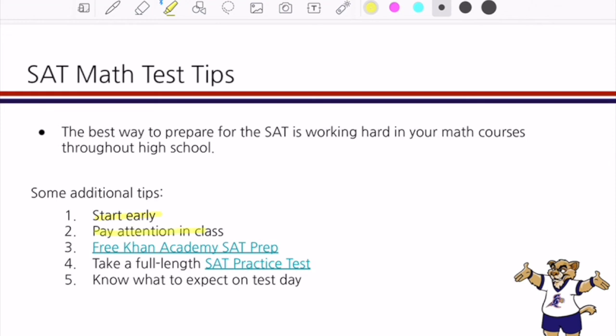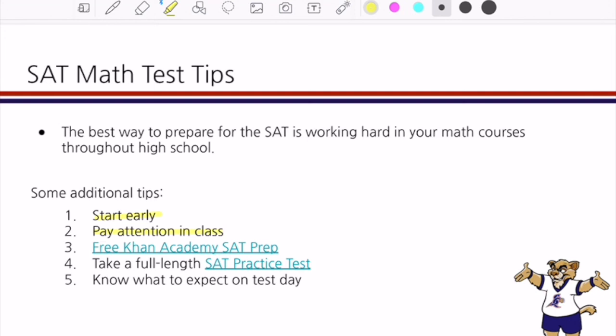Paying attention in class, like we mentioned above, is another good thing that you can do because your high school classes are all designed to help get you ready to learn the material that you need to be able to do when you take the SAT math test. There's also lots of SAT prep that's available online. There are SAT prep books that you can buy. Khan Academy has a free SAT prep online platform that you can use to study that College Board recommends using.